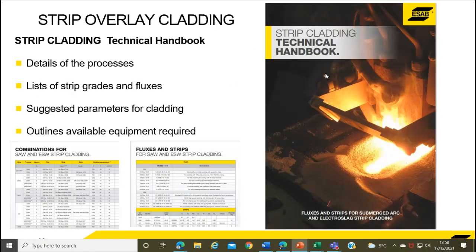This strip cladding handbook has an enormous amount of information in it in terms of detailing of the processes, and some of the diagrams that I've used in my presentation today. It lists fairly extensively all the grades of strip and flux that we have, along with some suggested parameters, as well as some of the available equipment. As with any printed material, it's out of date, so I would ask you to check the website, or please contact us if you have a specific inquiry about this kind of product.